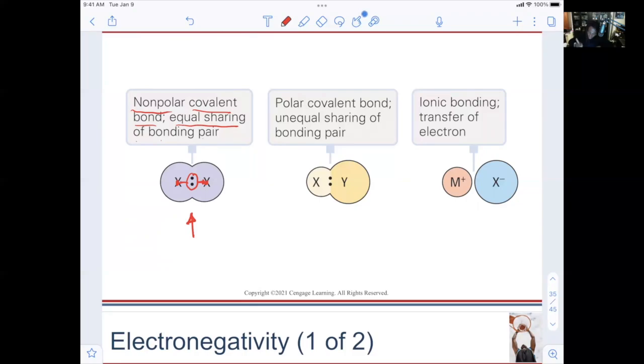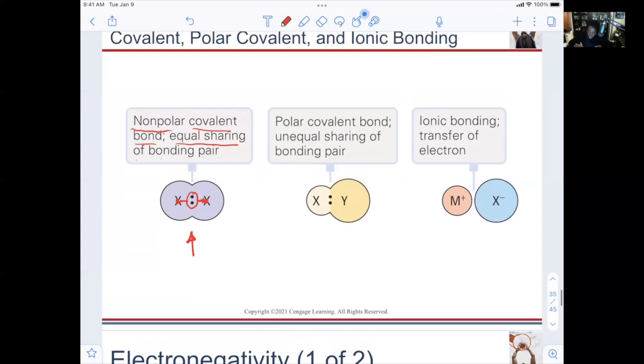On this one here, we can see these are unequally shared. On this picture, they didn't really explain what was what, but we can see the polar covalent bond and unequal sharing of the bonding pair. The bonded electrons here, you have the element on the left, that's X, and the element on the right, that's Y. You can see from this picture that the shared electrons are a lot closer to X. But mind you, they haven't defined what is what, right? So the shared electrons are a lot closer to X than they are to Y, right?